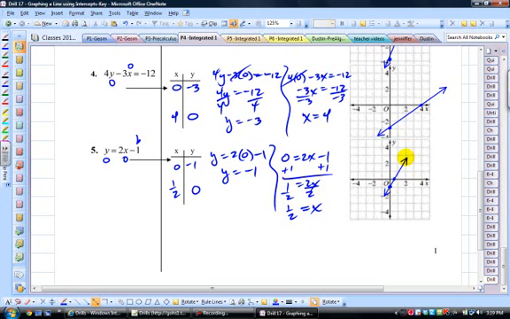Okay, that's all there is to it, guys. X and y-intercepts. You substitute 0 in for one variable, solve for the other one. Okay, that's all you have to do.